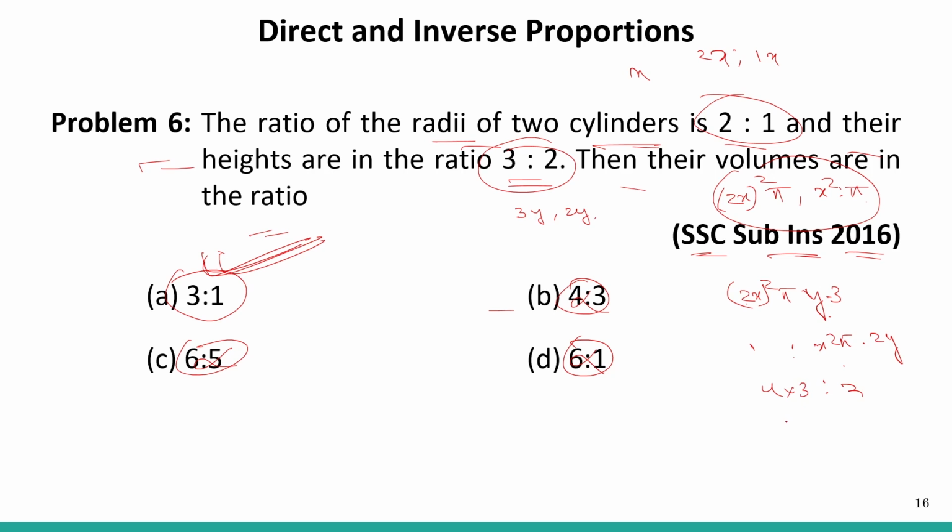Okay, so this will be what? 12 is to 2, so 6 is to 1. So the correct answer is this one, and this is the incorrect one. Okay, so the correct answer is 6 is to 1.